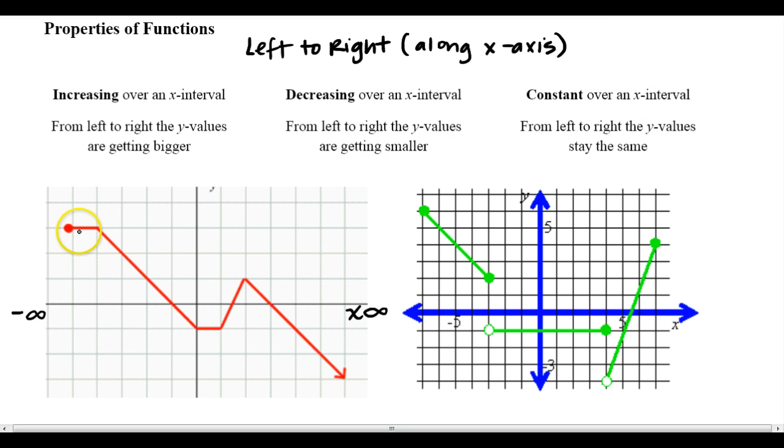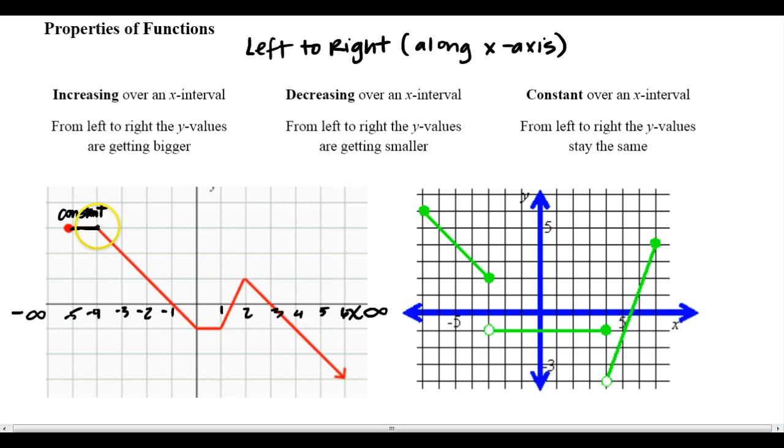So here on this graph, let's go ahead and mark the x-axis. So this would be -1, -2, -3, -4, -5, and then 1, 2, 3, 4, 5, and 6. And then way over here again is negative infinity. So if I wanted to describe this function from -5 to -4, this function here is staying the same. So these y values aren't going higher or going lower, they're staying the same. So on this interval, I would be considered constant.